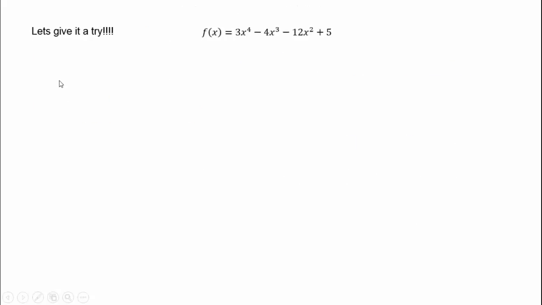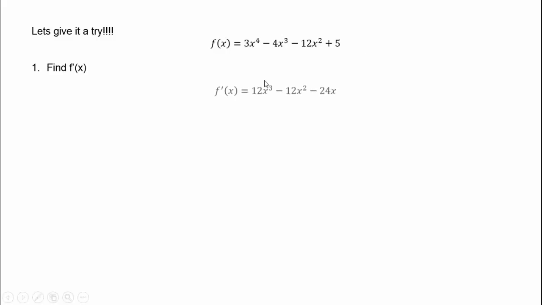So the function that we're going to look at today is 3x to the 4th minus 4x to the 3rd minus 12x squared plus 5. And our first step, if you recall, was to find f prime of x. And so when I took the derivative of the above function, I got 12x to the 3rd minus 12x squared minus 24x. I'm not going to go into how I took the derivative because we've been doing that for a while and I know that you all know how to do it. You can go ahead and check my work, but we're just going to move on and you're going to assume that I'm right. This is the first derivative of the function.